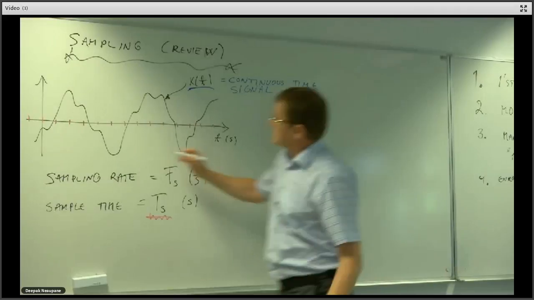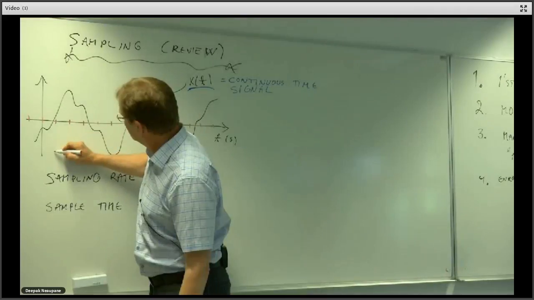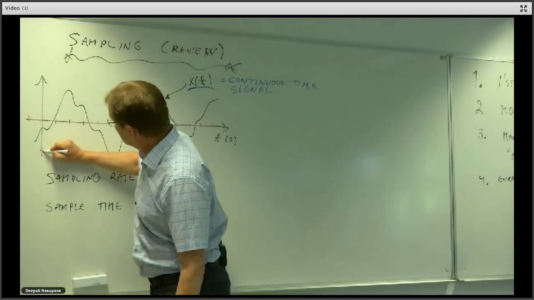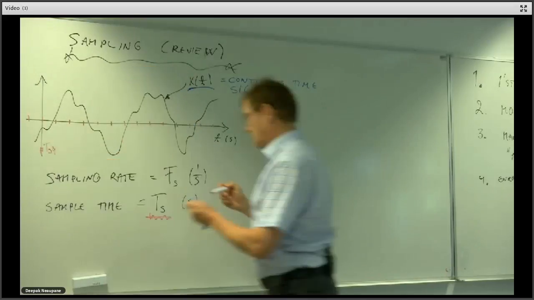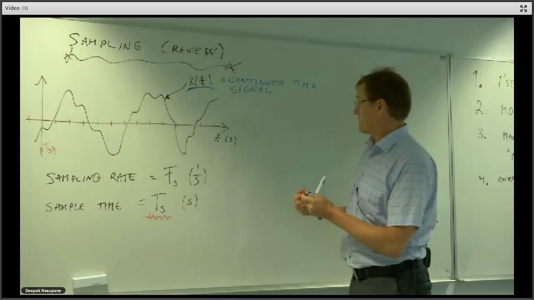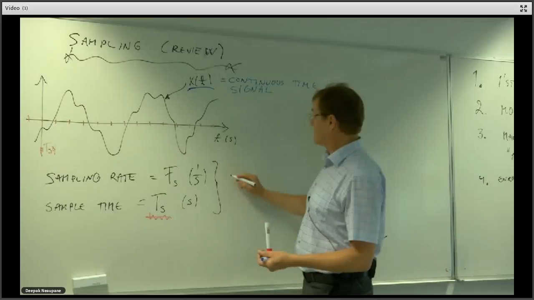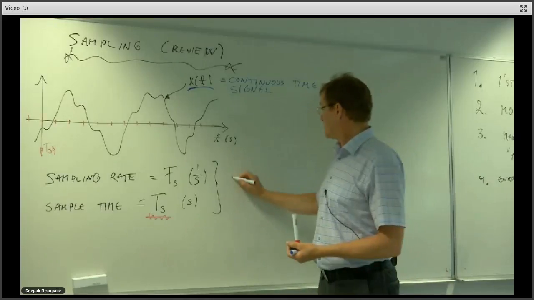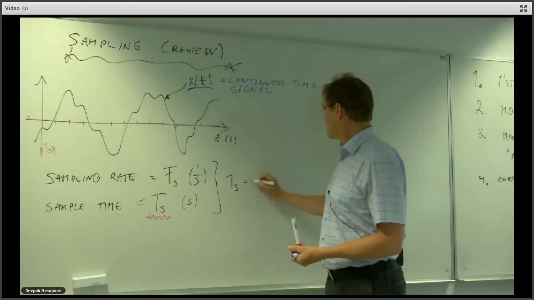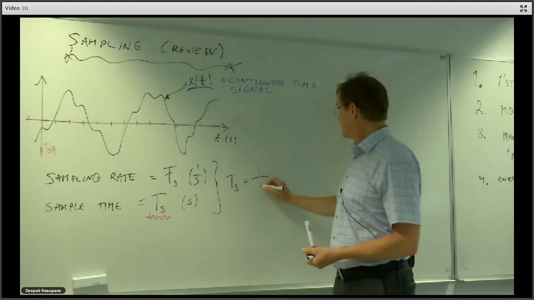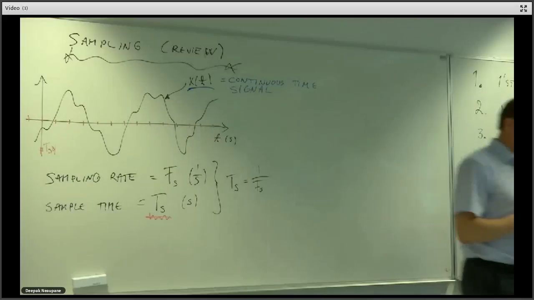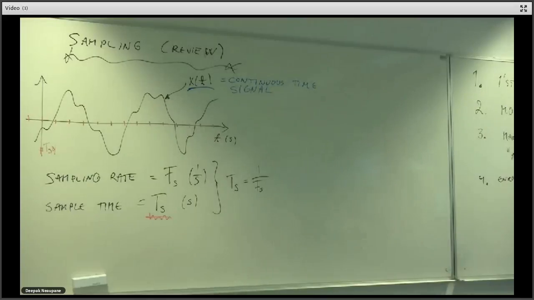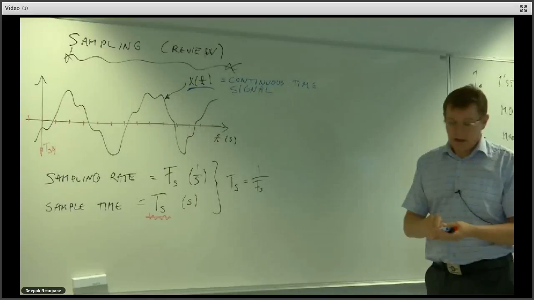Okay, but anyways, the distance between those times are actually the TS, and there's also the relationship with TS and FS, so that TS is 1 over FS and vice versa. Okay. Good. Then the samples.